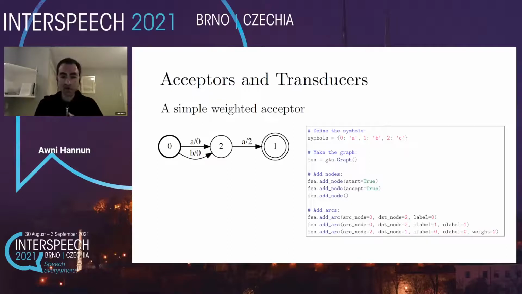Then you actually construct the graph. So you instantiate an actual automata. You can add your start node, you can add your accept node, and then you can add any number of interior nodes. And then you add arcs. Each arc has a source node, a destination node, a label, and potentially an input or an output label, which we'll discuss when we get to transducers, and a weight. So then you add the arcs, and that makes this graph here.